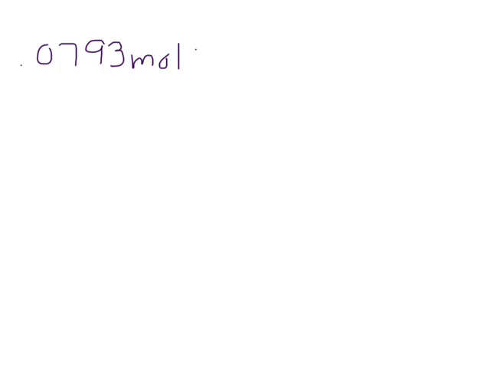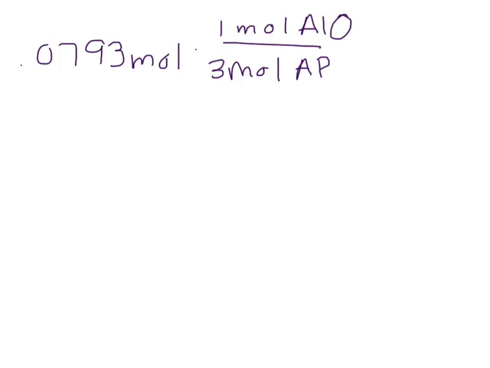So we know that for every 3 moles of ammonium perchlorate, there is 1 mole of aluminum oxide. Sorry, Al2O3. So now we have it in moles, and we need to convert it into grams.